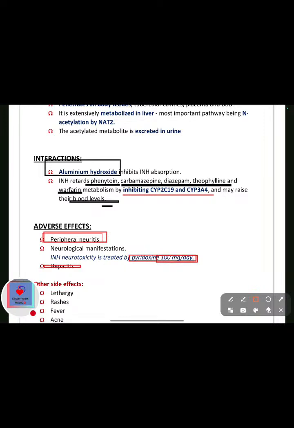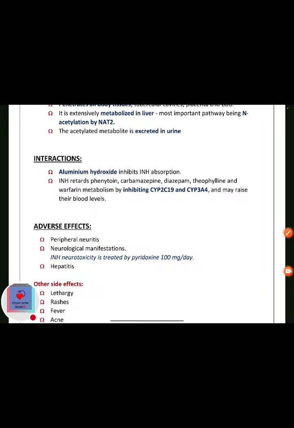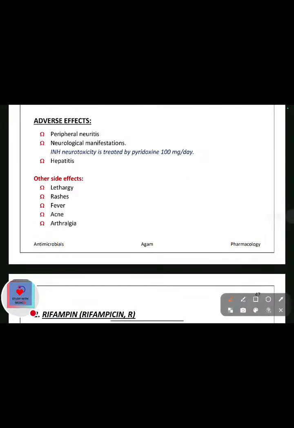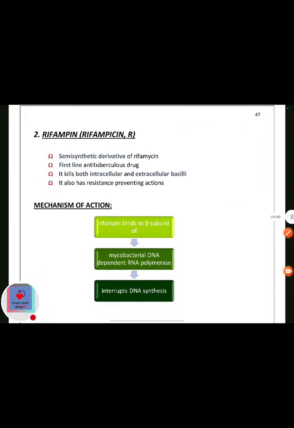Hepatitis, it can cause liver problems. Talking about other side effects: lethargy, rashes, fever, acne, arthralgia. Other side effects are joint pain, acne, fever, rashes, lethargy, all will be there.